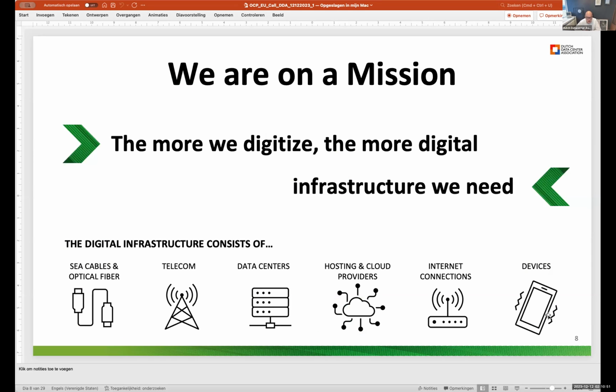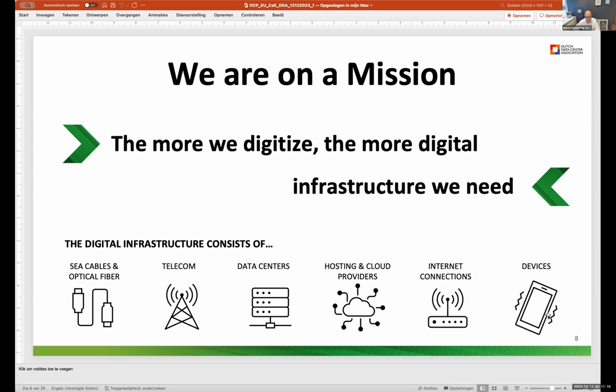The more we digitize, the more we need digital infrastructure. So you see a lot of growth in that. The vacancy levels haven't been so low since I've been working in the data center industry. I think in the Netherlands, in Amsterdam, it's 7%. In Frankfurt it's at this moment at 1%. So it's basically sold out.